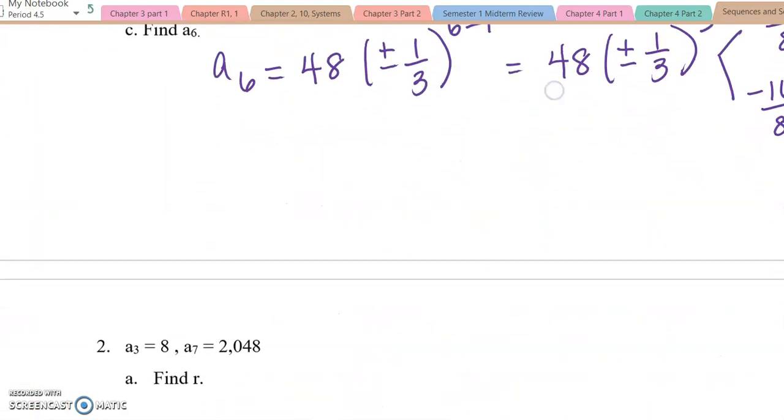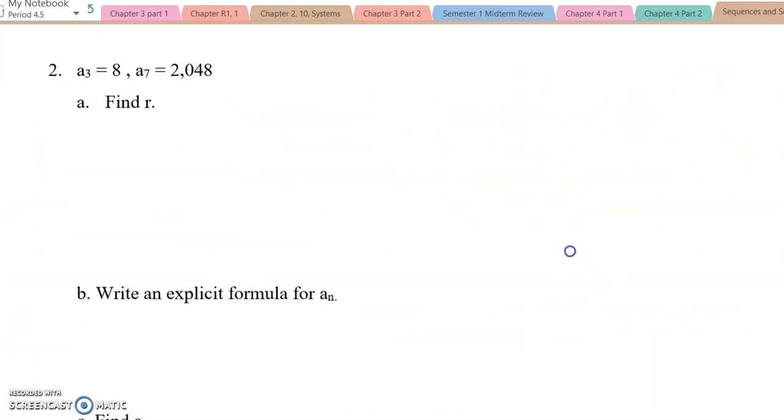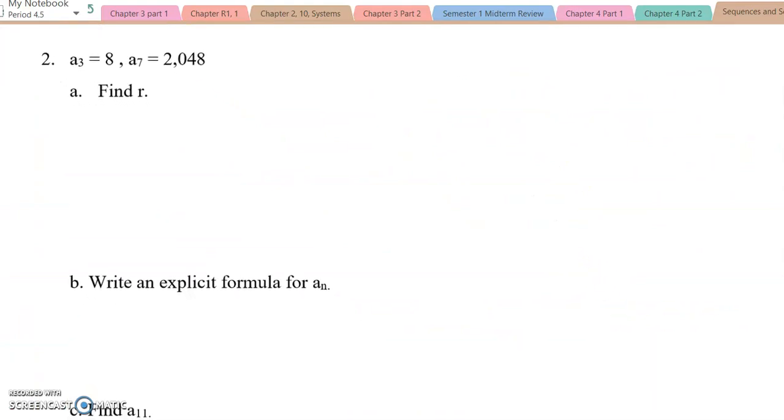All right, moving on. Problem number 2. A sub 3 is equal to 8 and a sub 7 is equal to 2048. So we don't have our first term, but that's okay. We're going to plug in everything that we know. So 8 equals a sub 1 times r to the 3 minus 1.